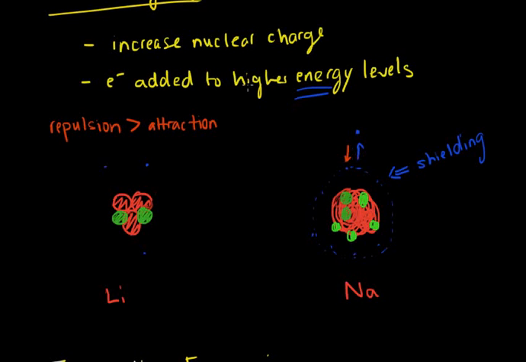So we can say that as we move down a group, atomic radius is going to increase. Because although we have increased nuclear charge, electrons are added to higher energy levels, to higher quantum numbers, and electron shielding negates the increased nuclear charge.